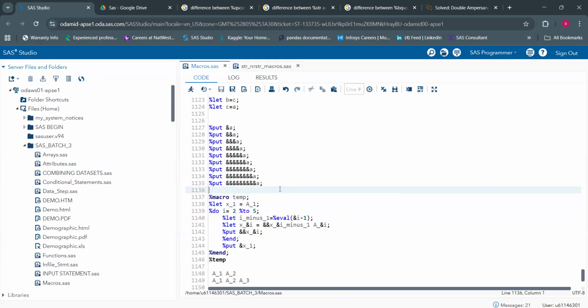Can you ask Kamal sir to continue from Saturday? Yes, ma'am. I already pinged him. I'm just waiting for the response.